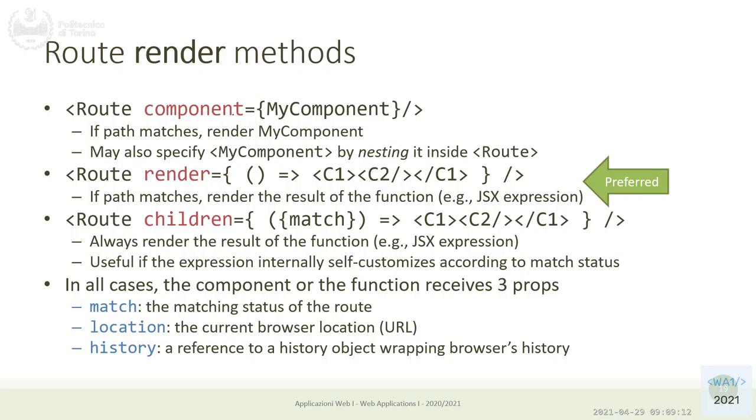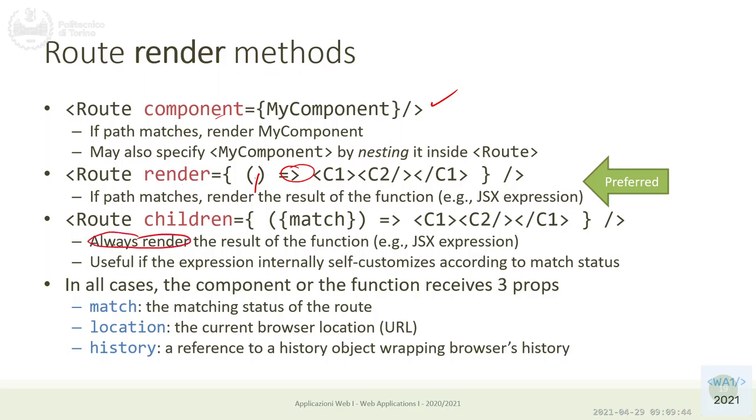One is with a component attribute and a component name. The second is a render attribute with a callback function. And usually here you may extract the match object. There's also another way, which is called children. We use the children attribute, which is a bit strange because it always renders the results.